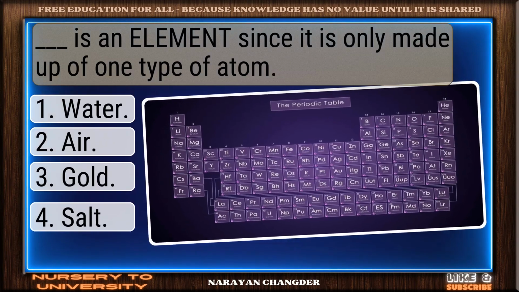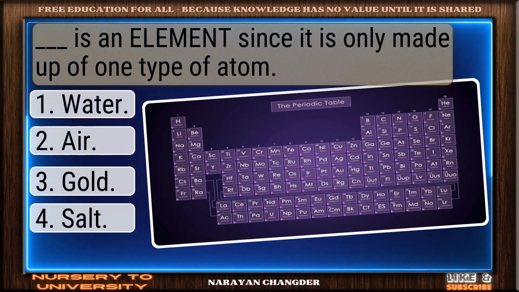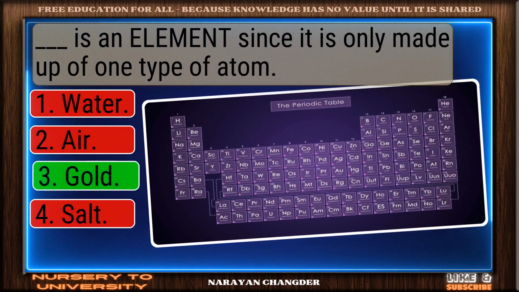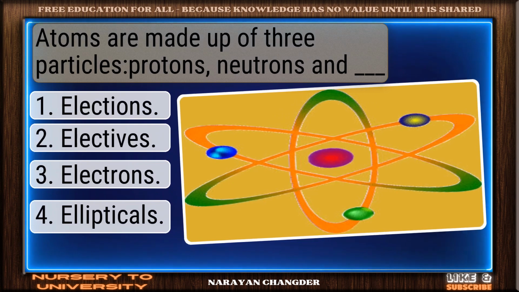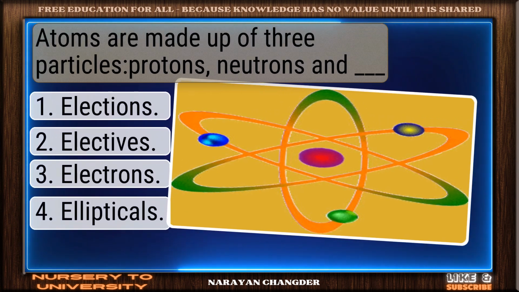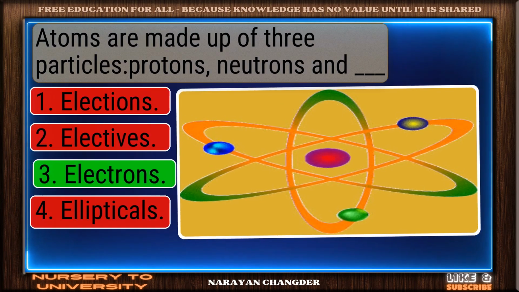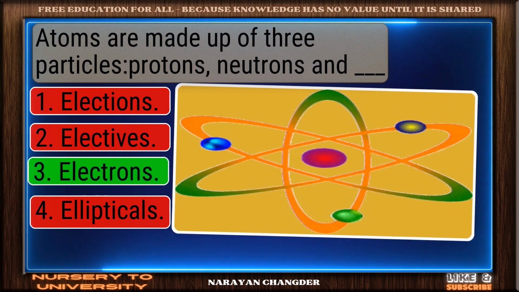Question number 16. Dash is an element since it is only made up of one type of atom. Right choice. Gold is the best answer. Question number 17. Atoms are made up of 3 particles: protons, neutrons, and dash. Well picked. Electrons is the correct answer.